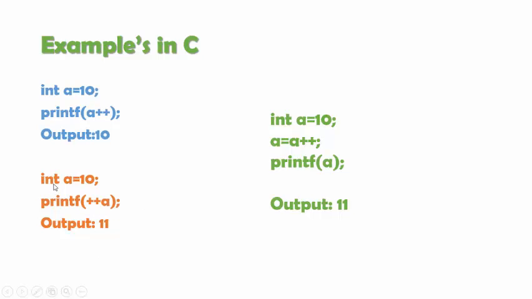Now let's see pre-increment. Here the value of a is equal to 10, and in the printf function we use plus plus a, meaning pre-increment. So here the printf function first finds the increment, that is plus 1, and afterwards the value of a, that is 10. So plus 1 plus 10, the total value in the printf function becomes 11, so it prints 11 directly.